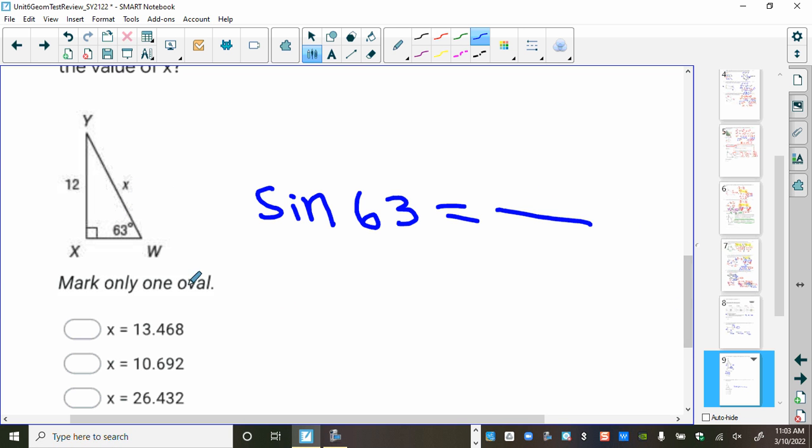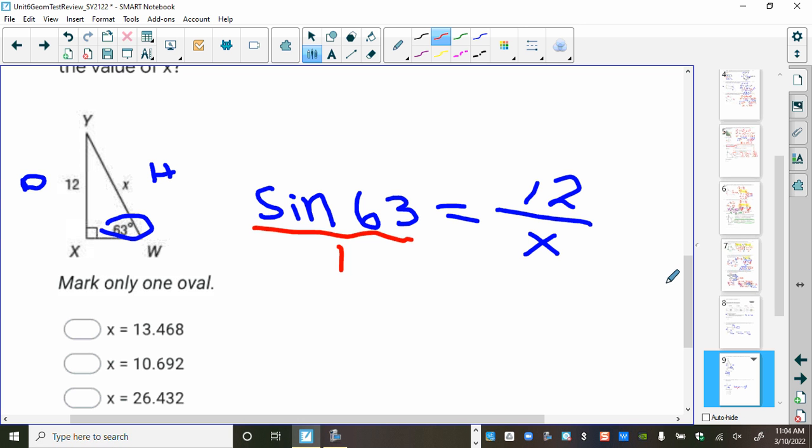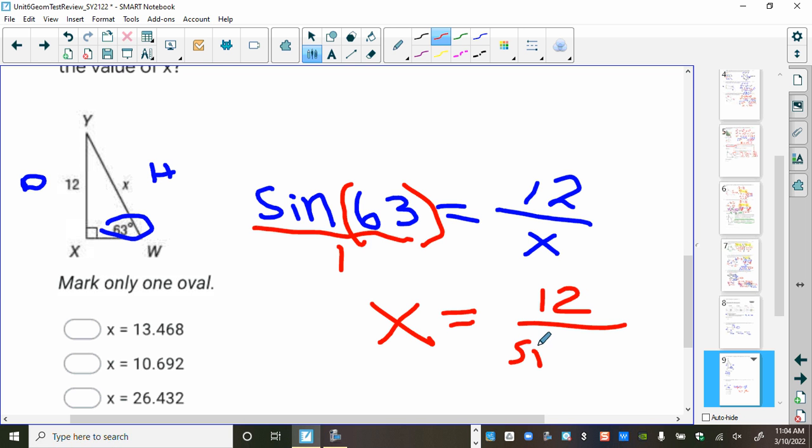So sine is what over what? It's going to be 12 over x. So that's the opposite, and that's the hypotenuse. So yeah, it's going to be 12 over x. Now, remember, this is over 1. Now, to make your life easier, what could we do with the sine of 63 and the x? If we want to make our lives easier, what can we do? Yeah, you can rewrite this as x equals 12 over sine of 63. You're going to get the same response.